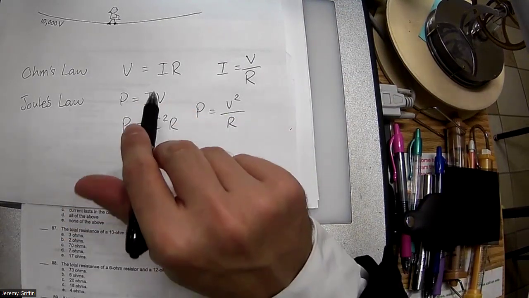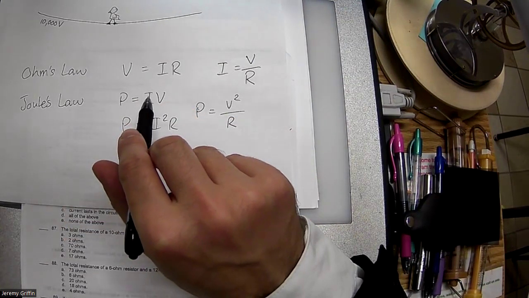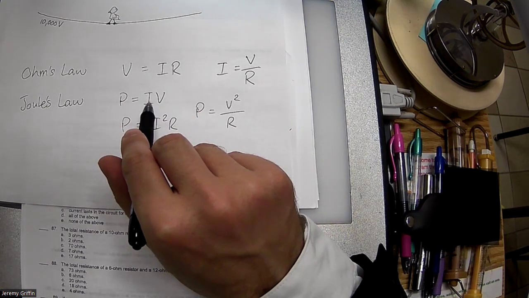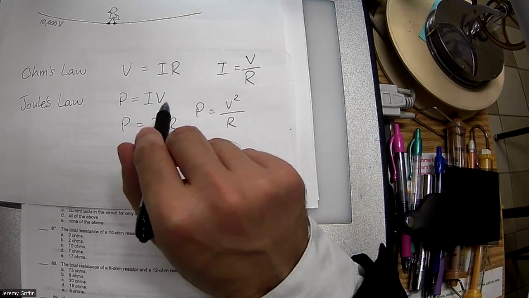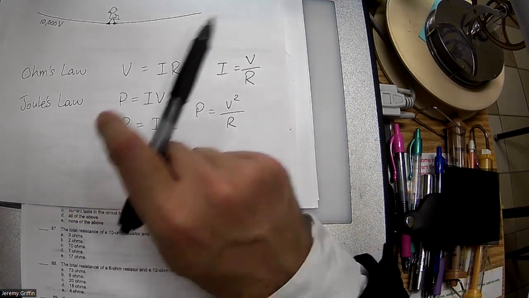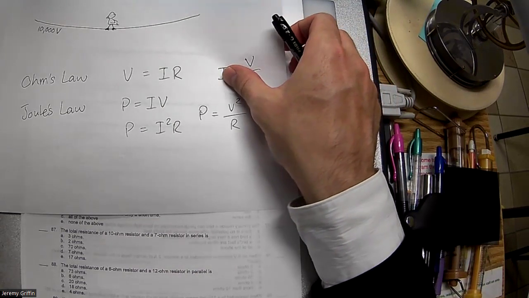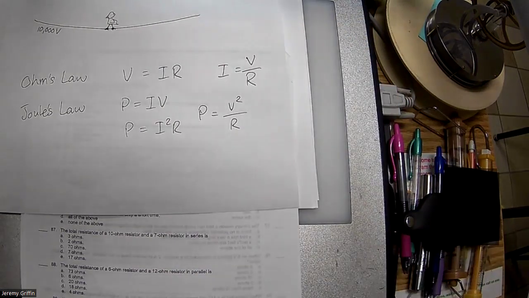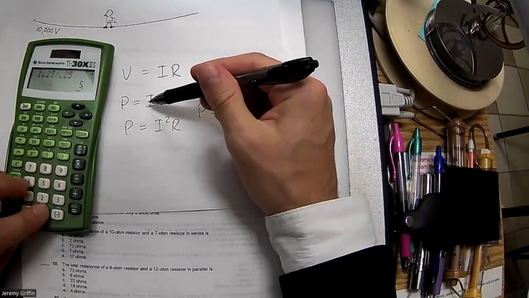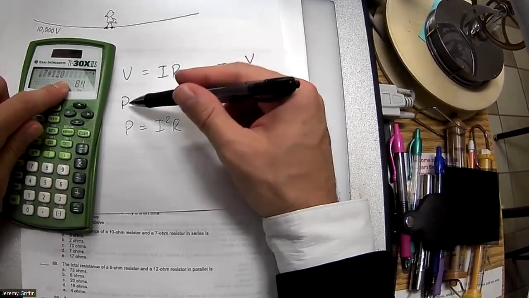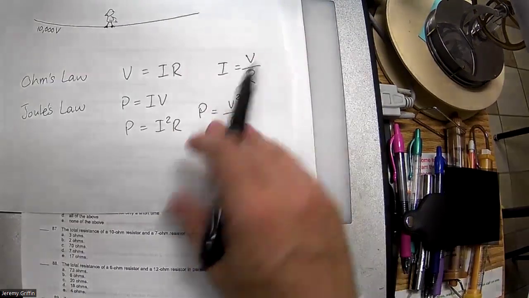So try this in your calculator. We got 0.7 amps times 120 volts. What is 0.7 amps times 120 volts? You guys getting 84 watts? So what's on your screen? Find my own calculator here. So I said 0.7 amps times 120 volts. Yeah, that's 84 watts.